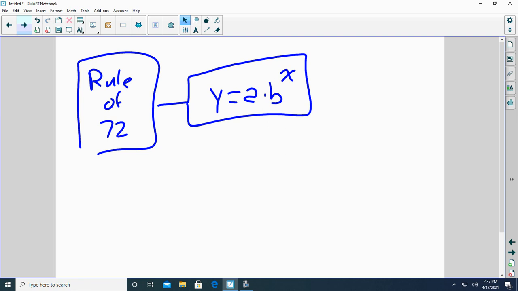Let's see, where did it come from? How was it derived? Is it like T equals... it's like rule of 72. Let's see, Wikipedia, rule of 72. I'm just deriving the formula. Okay, I'm not seeing a derivation of it.